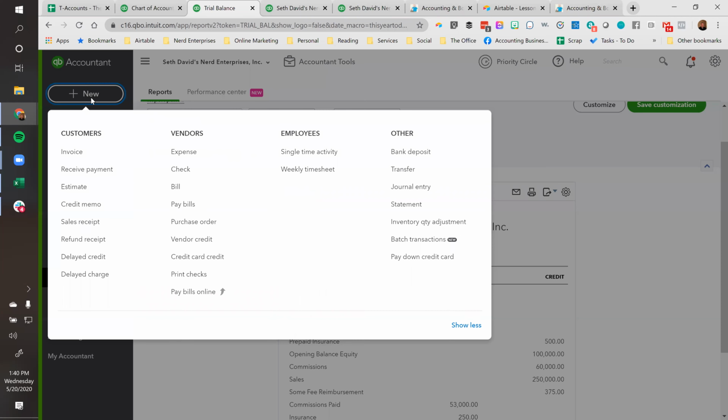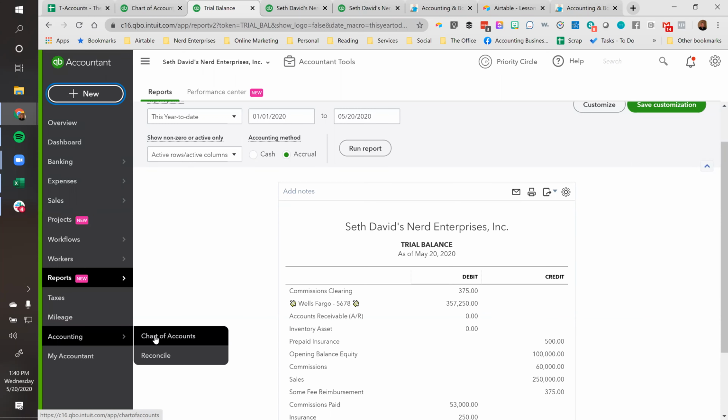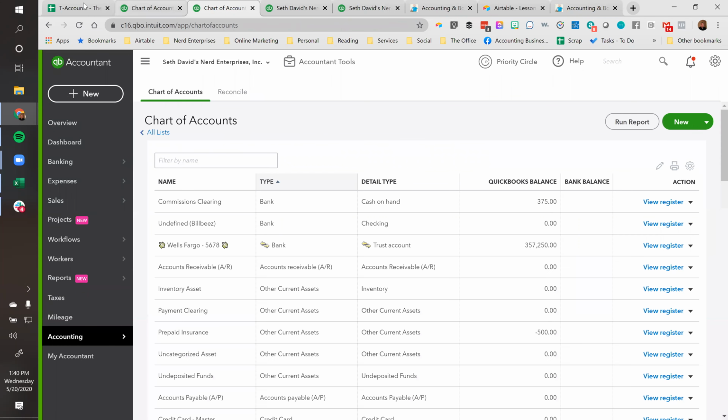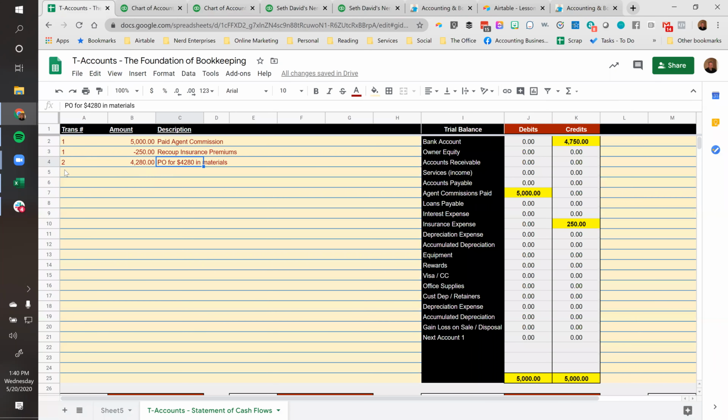Here's what I think is the cleanest workflow for this. So we're actually going to go over to the chart of accounts. Okay, and then let's go back to my T accounts here, right? So this was the trick question. Nothing happens. POs are non-posting, okay? Transaction 3, 4280, owner pays with personal credit card, okay?